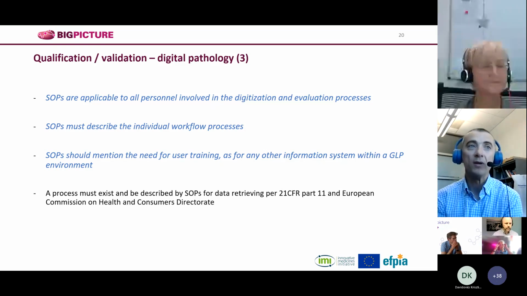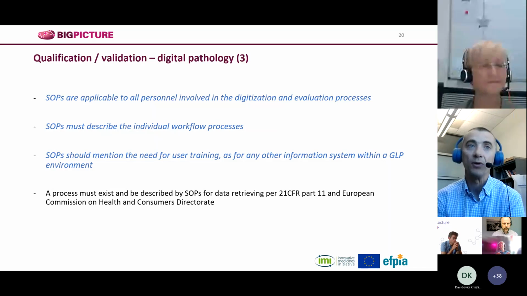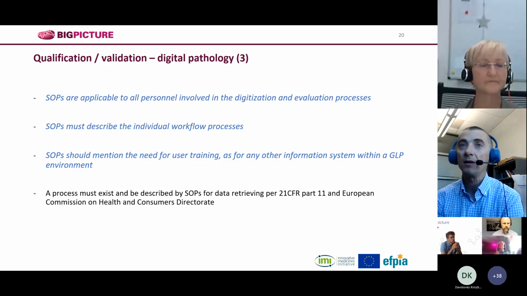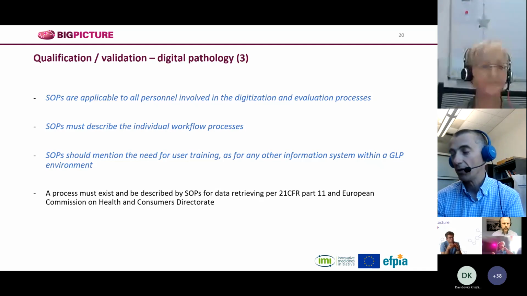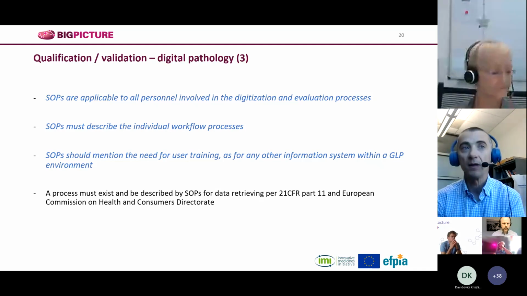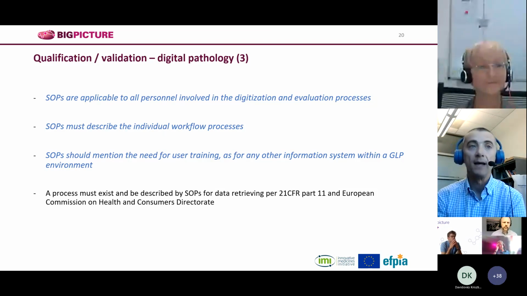So these SOPs will be applicable to people involved throughout the whole process, starting at scanning, up to evaluation, up to archiving. And each individual step in the workflow needs to be described in a standard operating procedure. And as I mentioned before, there's a need for people to be trained. That's really part of the basic expectations.